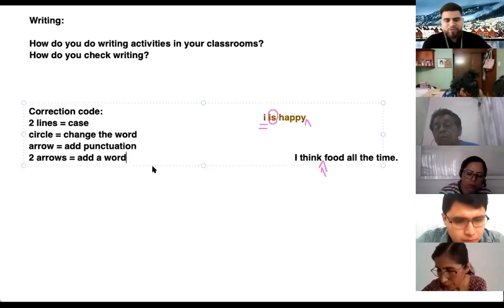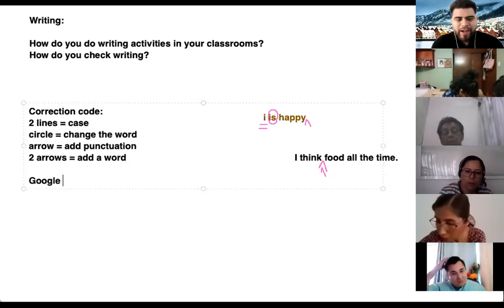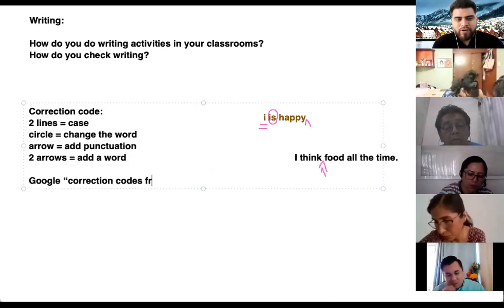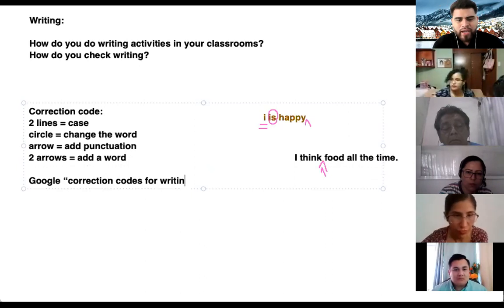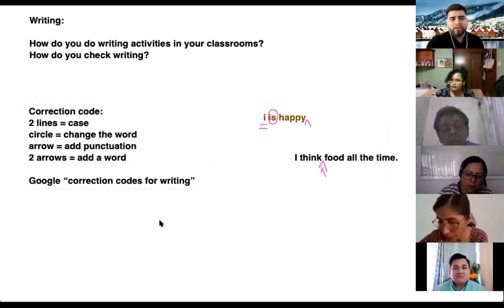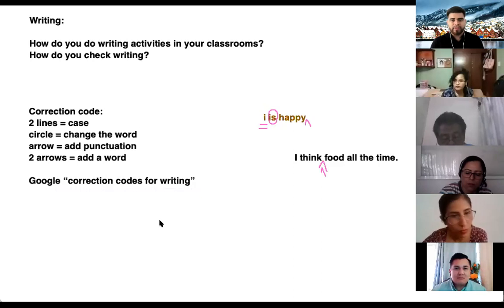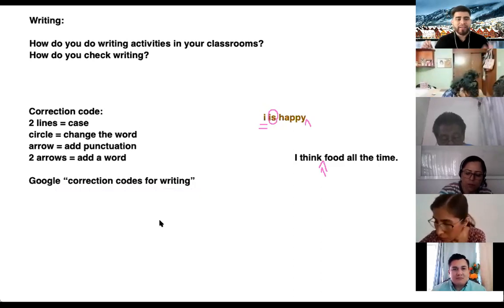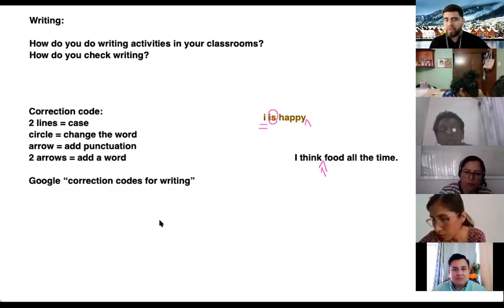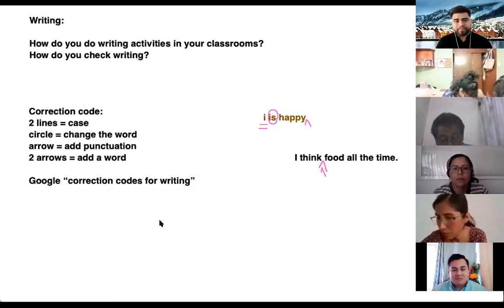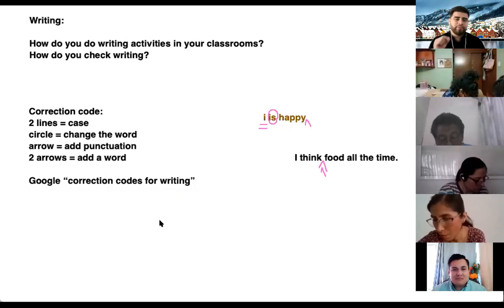You can go on Google and write correction code for writing. And many will appear. You don't have to use symbols. Maybe you can use colors. You know, green is for punctuation. Red is for case. Okay. Purple is for adding. You can Google that. Or you can make your own, like I made my own, whatever I thought is easy. And like I said, this will help you make a great writer.